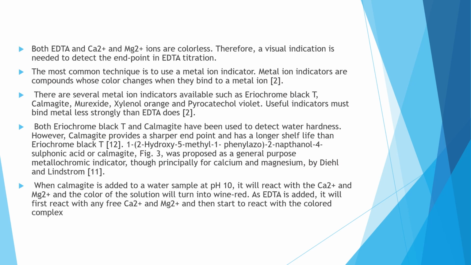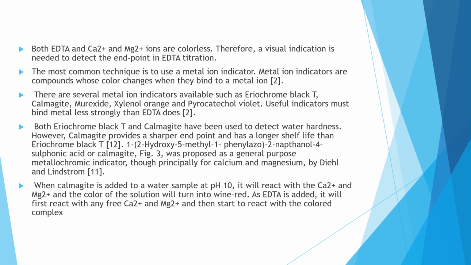Now let's go to the next slide. Both EDTA and Ca2+ and Mg2+ ions are colorless. Therefore, a visual indication is needed to detect the endpoint in EDTA titration. They are colorless, so we need an indicator to detect the titration of EDTA, right? So that's why we are going to use a technique.